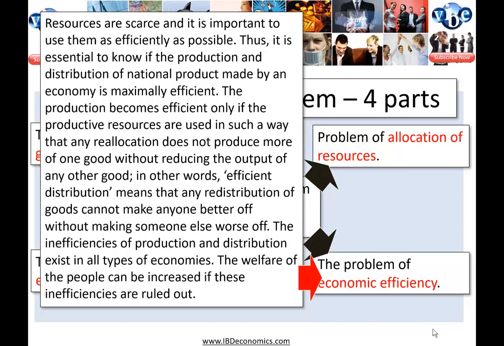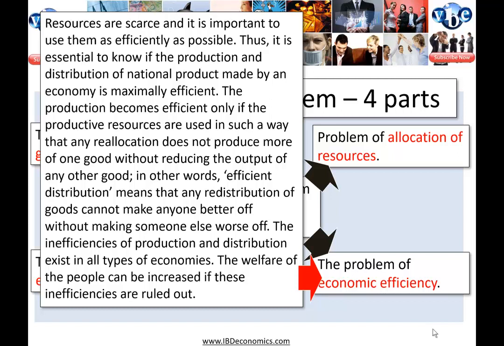Now, because resources are scarce, it's important to use them as efficiently as possible. We'll get the most bang for our buck if we do this. Now, this is essential to know if the production and distribution of national product made by an economy is as efficient as it can be. The production becomes efficient only if the productive resources are used in such a way that any reallocation does not produce more of one good without reducing the output of any other good.